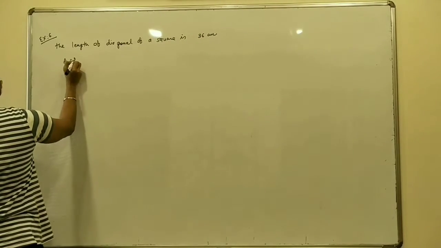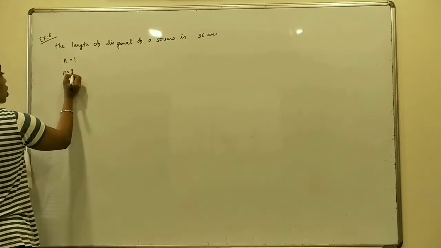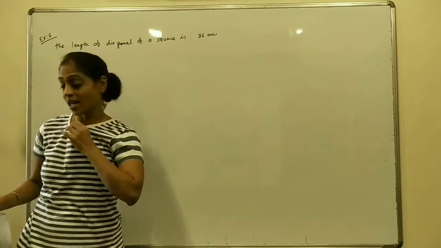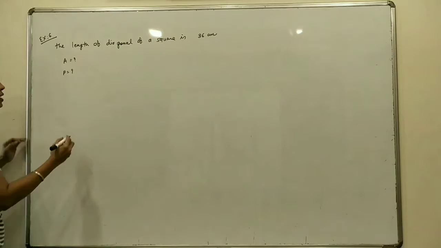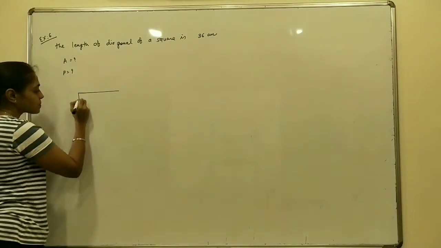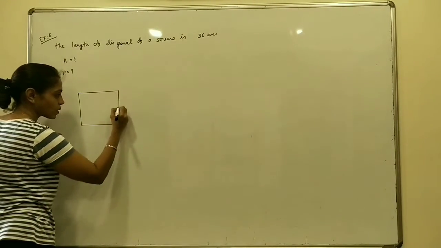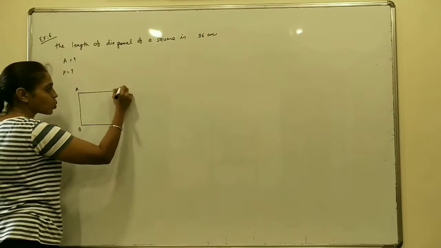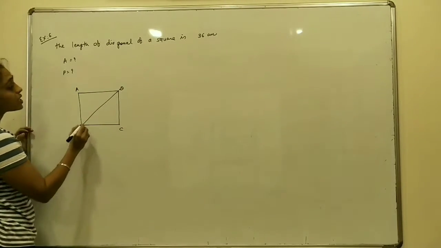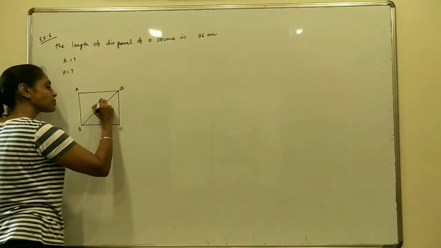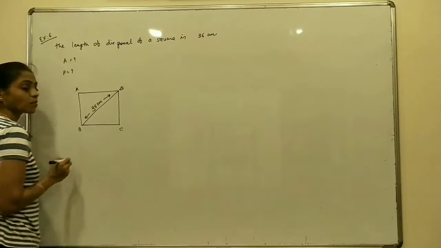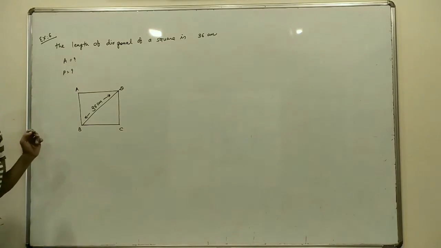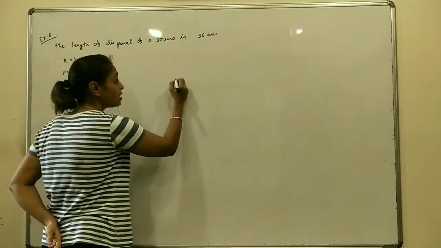Find the area and perimeter in 2 decimal. Square. ABCD is a square whose diagonal is given as 36 centimeter. So area is very simple.